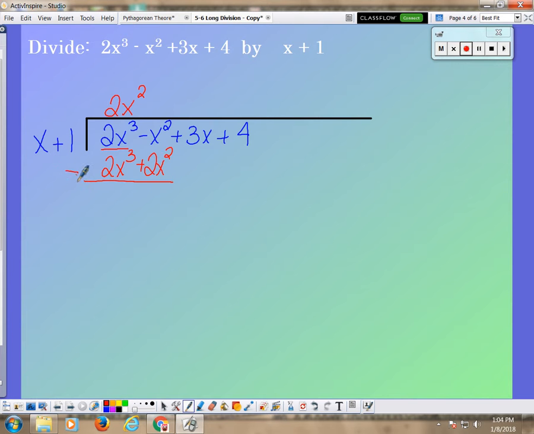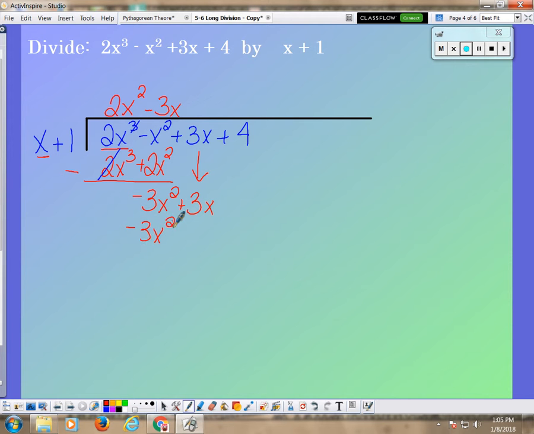I'm going to subtract, and when I subtract, the 2x cubed and minus the 2x cubed cancel. The negative x minus the positive 2x squared is going to be a negative 3x squared. I'm going to bring down the plus 3x. At this point, I say to myself, what do I need to multiply this x out here by in order to make it look like negative 3x squared? Well, if I multiply it by a 3 and an x, that will get me a negative 3x squared right here.